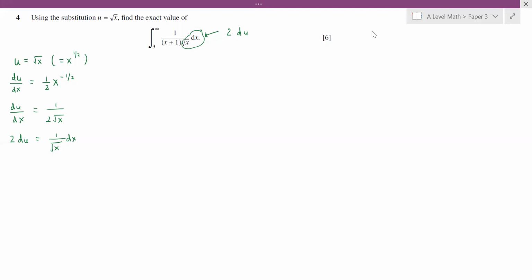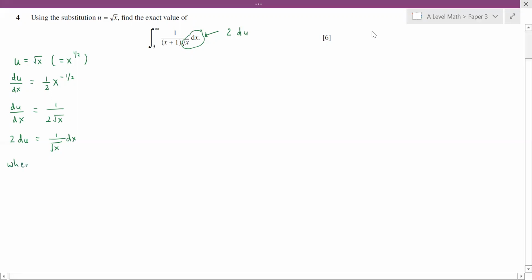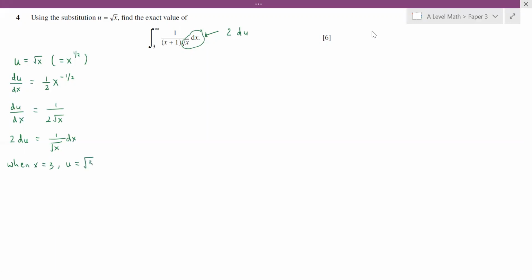Now we need to switch the limits of integration from values of x to values of u. When x is 3, u is square root of x, so that is square root of 3. And the upper limit is infinity. So you see that as x approaches infinity, u, which is square root of x, approaches infinity as well.